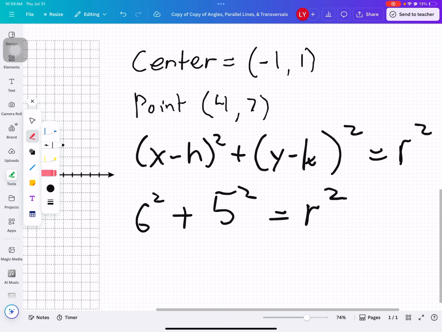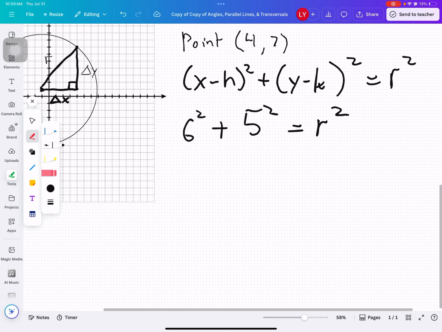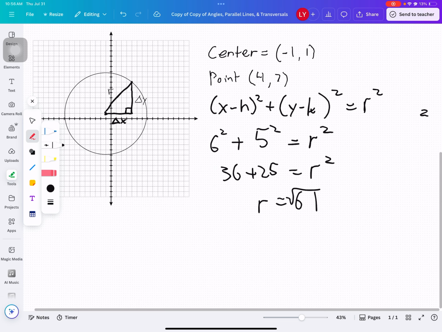And we see that these two equations are almost identical to each other. So here we have 36 plus 25 is r squared. So that means r is equal to the square root of 61. Sorry. Now we have all we need. We have the center and we have the radius.